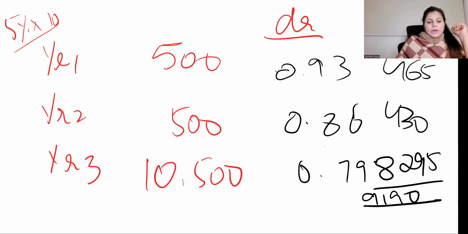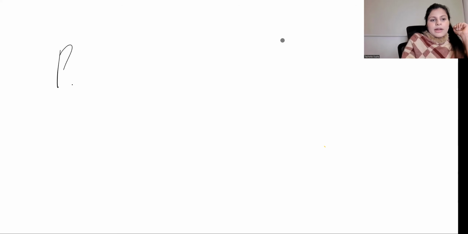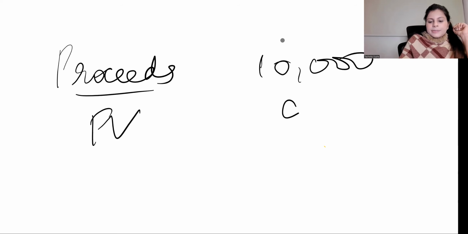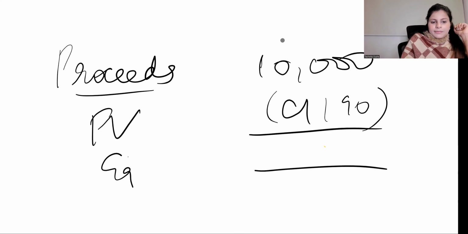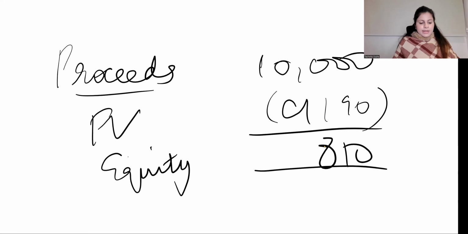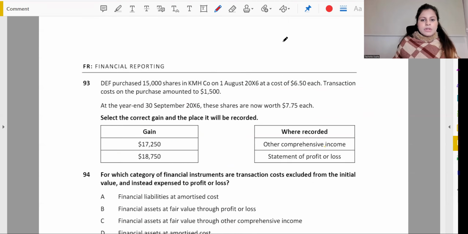So total comes out to be present value $9,190. So my total financial liability part, my total proceeds are 10,000. Out of this financial liability is 9,190. So what's my equity? Balancing figure. What is equity? 810. So my answer is 810. So that's your answer. Let's move on now. Convertible loan notes done.